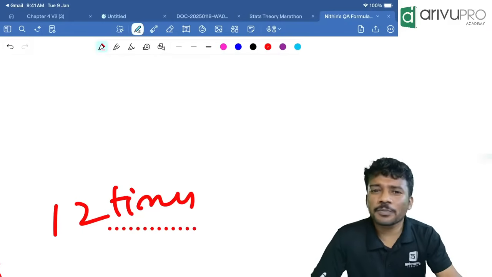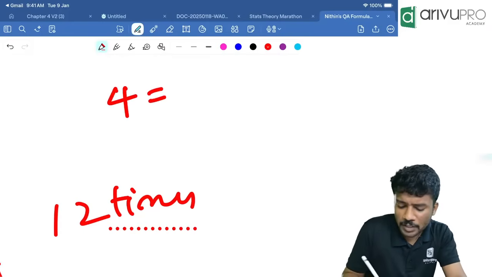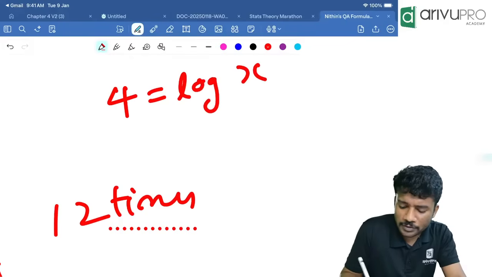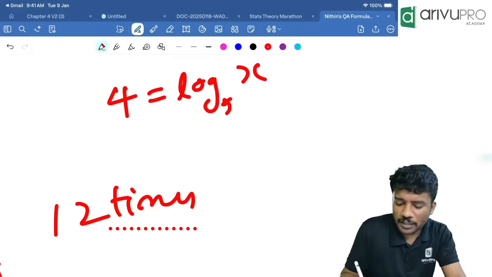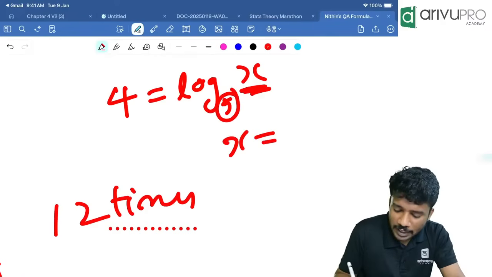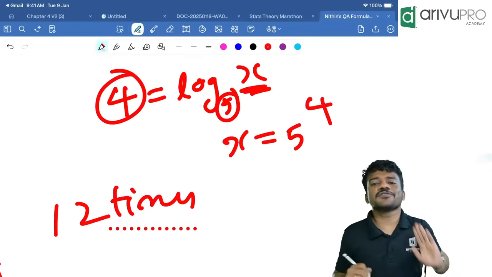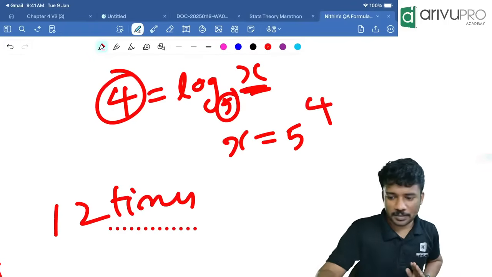Anti-log formula, we will not be using the anti-log formula. Anti-log formula, in the sense, I will just be showing you one thing. 4 is equal to log of x to the base 5. We need to find the value of x. X is nothing but 5 raised to whatever is there on the other side. That means 5 raised to 4 is the answer. Okay, yes.